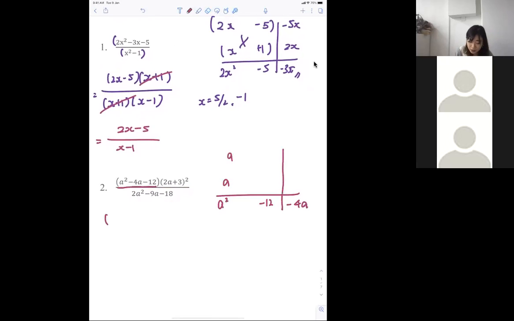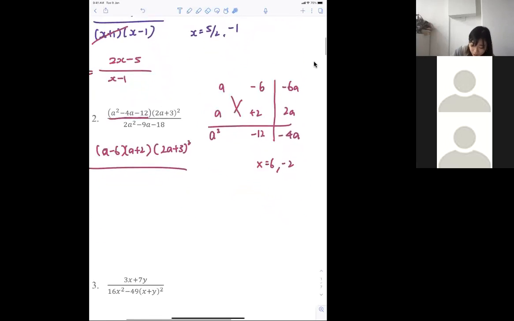So A and A, the same thing, mode 3, you put 1, minus 4 and minus 12. You will get x equals to 6 or minus 2. So easy, okay? 6, you put minus 6, minus 2, you put plus 2. Minus 6a, 2a, you get 4a. So a minus 6, a plus 2. This one you get 2a plus 3 whole thing square.